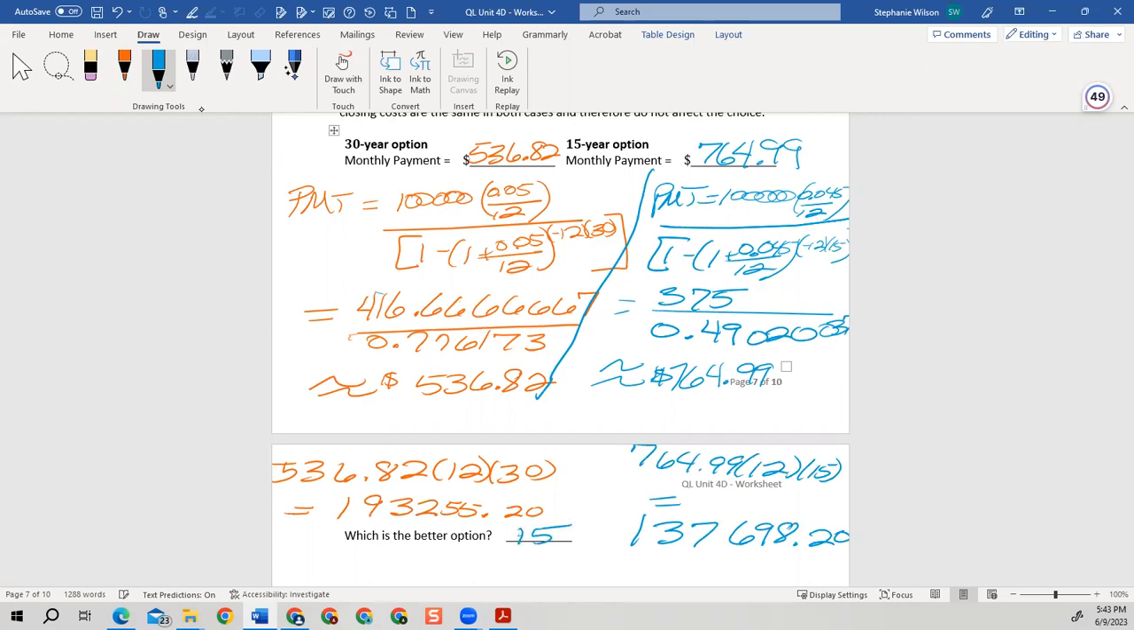I mean, you still got a good chunk of interest there, but if we subtract the difference between them, so you got 193,255.2 minus 137,698.2, you're going to pay $55,557 more if you go with 30 years. That's quite a big chunk. I would say it'd be better to do the 15 year. I know it's a lot of money, but in the long run, it's a lot better of a deal. All right, so let's move on.